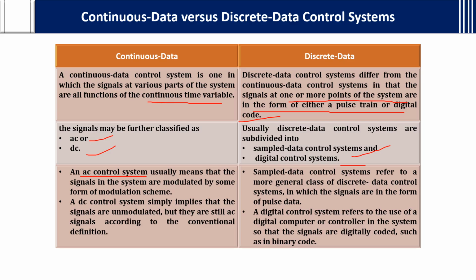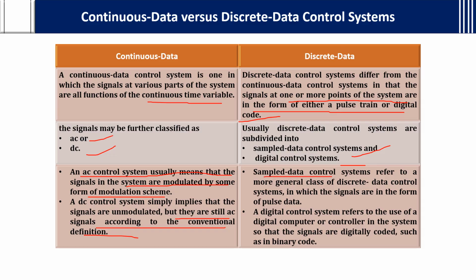AC control system usually means that signals in the system are modulated by some form of modulation scheme. DC simply implies that signals are unmodulated, but they are still AC signals according to the conventional definition. You need to remember these AC and DC definitions. Then write the sampled data control system and digital control system.